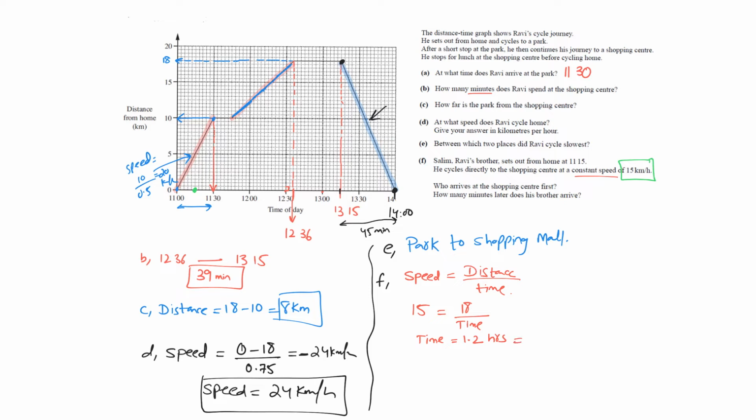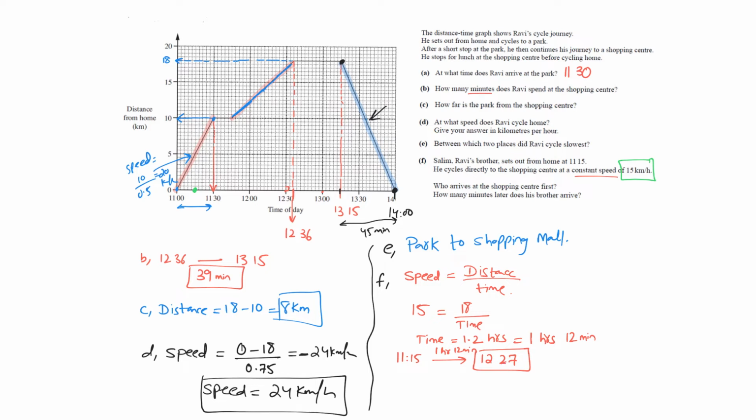Now 1.2 hours is the same as saying 1 complete hour and 0.2 hour. For 0.2 hours you multiply by 60 and you get 12 minutes. So 1.2 hours is the same as 1 hour and 12 minutes. Once you have the time, you know that Salim started at 11:15, and after a journey of 1 hour and 12 minutes, he will reach the shopping mall at 12:27.